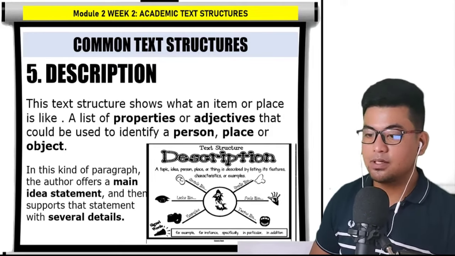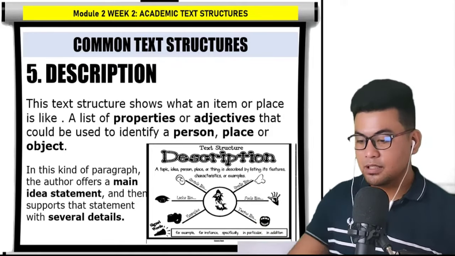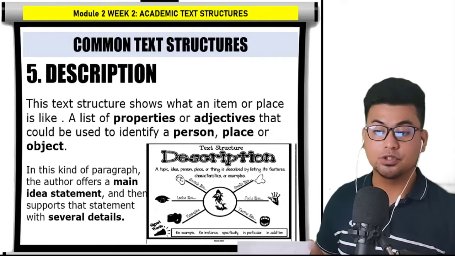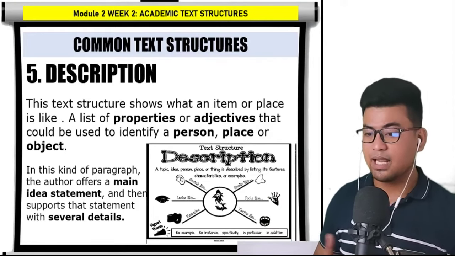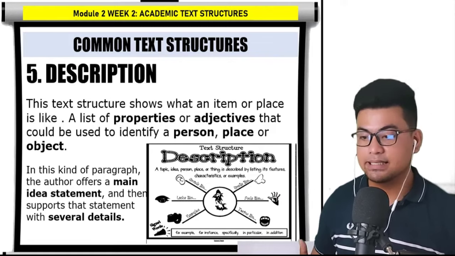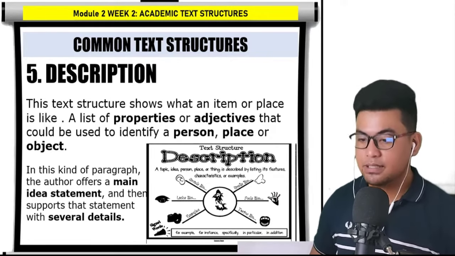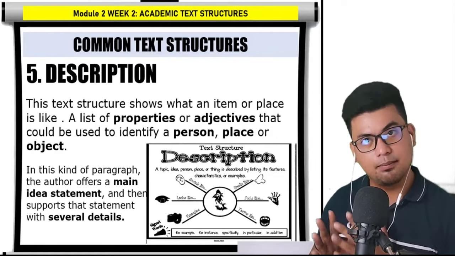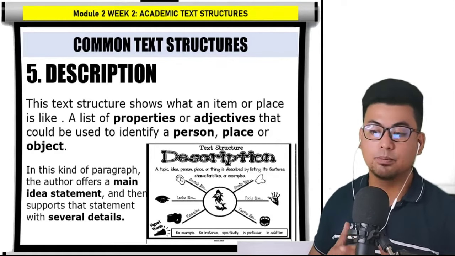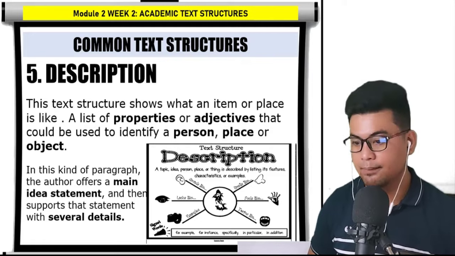Alright, number 5, let's talk about description. Description, this text structure shows what an item or place is like. A list of properties or adjectives that could be used to identify a person, place, or object. In this kind of paragraph, the author offers a main idea statement, and then supports the statement with several details.